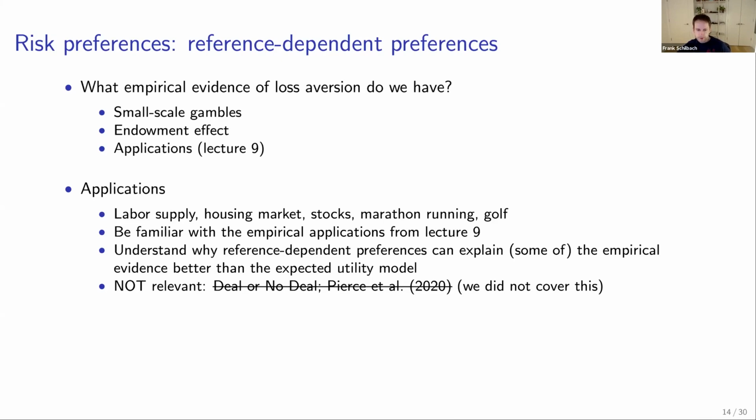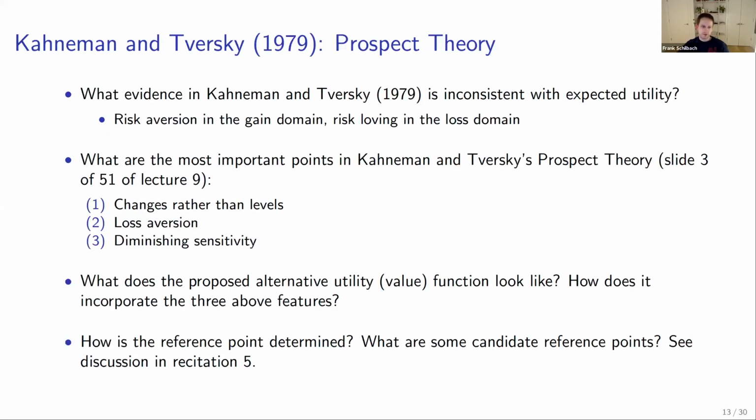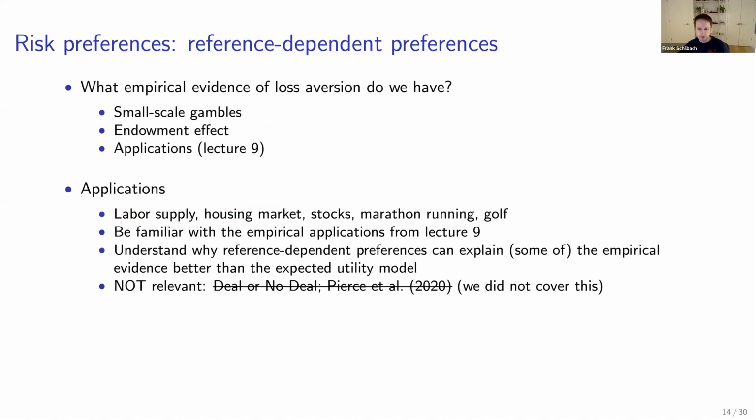You should in particular understand why reference-dependent preferences can explain some of the empirical evidence better than expected utility models. You should understand whether some of the evidence that we see is consistent with the expected utility model, and if not, why not. And which feature of the reference-dependent model can explain it well? So what are the features again? Changes rather than levels, some reference point, reference dependence, loss aversion, and diminishing sensitivity. Which feature is actually important in explaining things? We focus mostly on loss aversion.